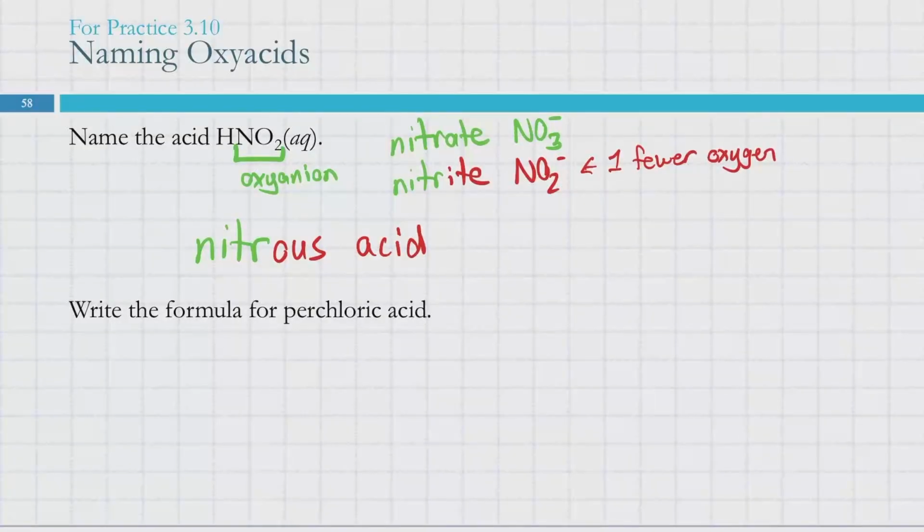All right, working the other direction, we've got perchloric acid. So we've got definitely an acid because it's got acid in the name. And we've got perchlor, and that ick we would have gotten from what? What would the ick have come from?